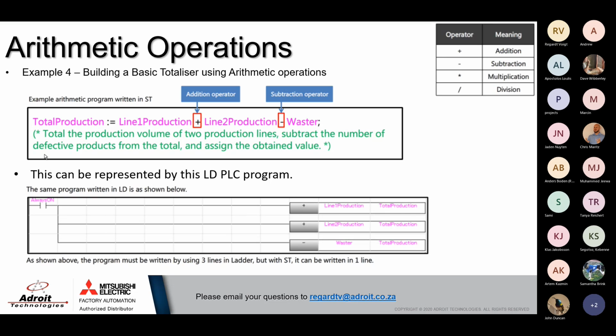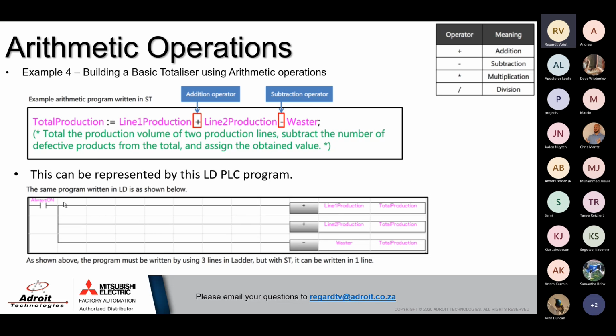So this program here shows a totalizer program in ladder diagrams. It's a very simple totalizer, not like an integrator. It's just to calculate the tank levels and the product being expelled from the process. So you've got your tank levels, which are added together minus the waste, and then you get your value. And this program is equivalent to this program here.